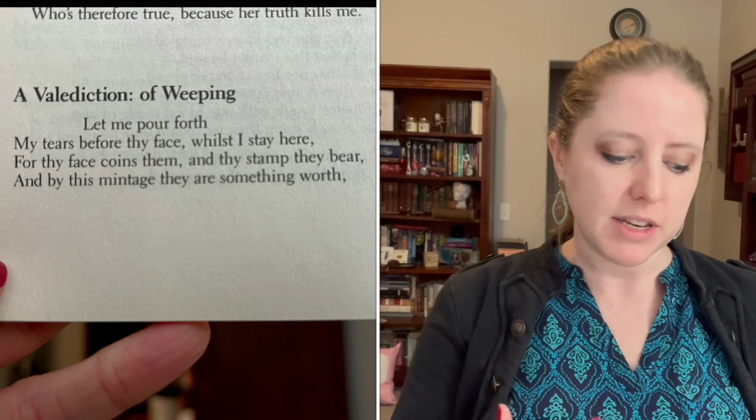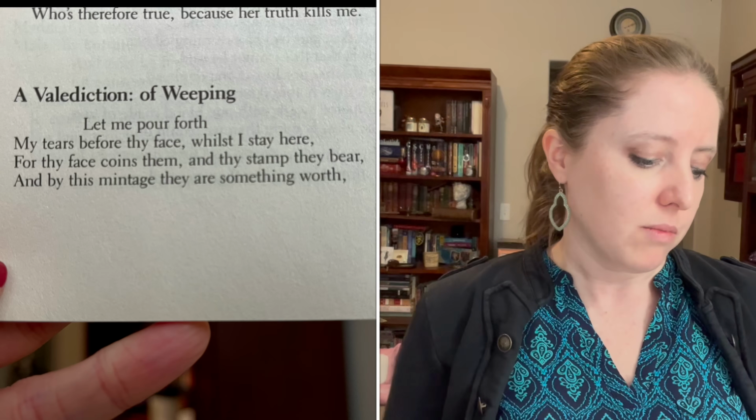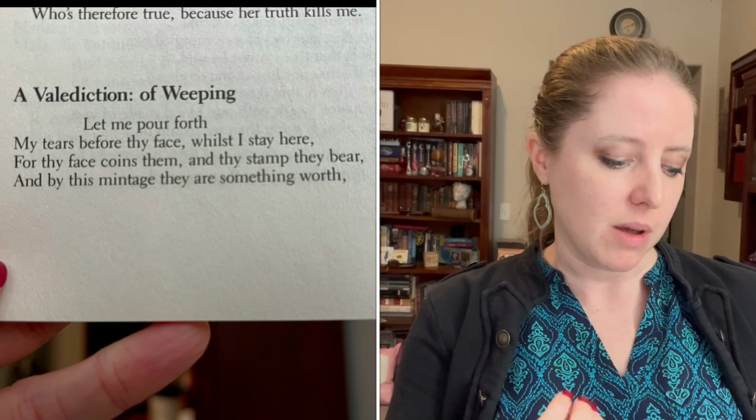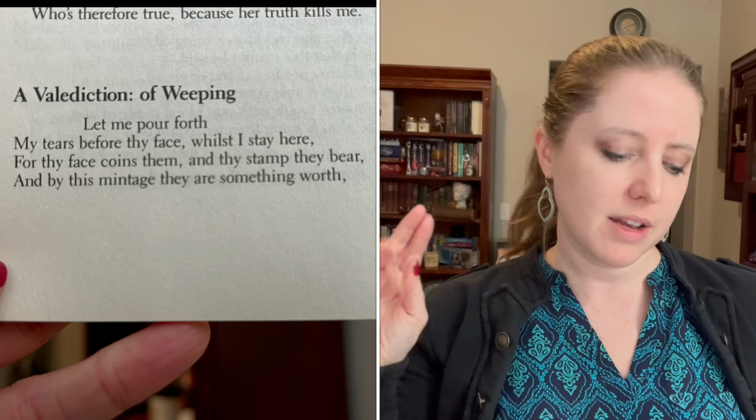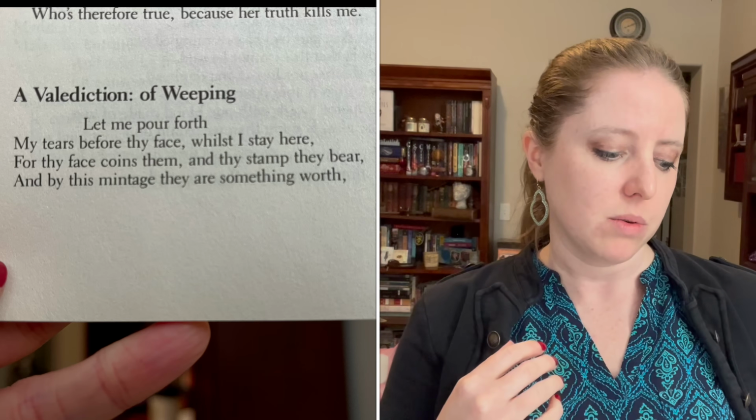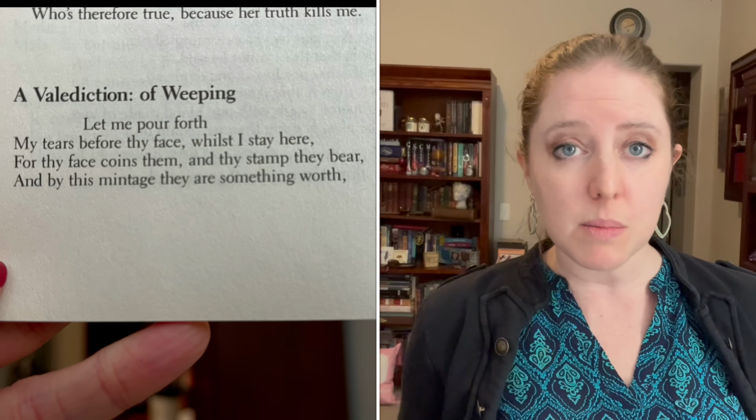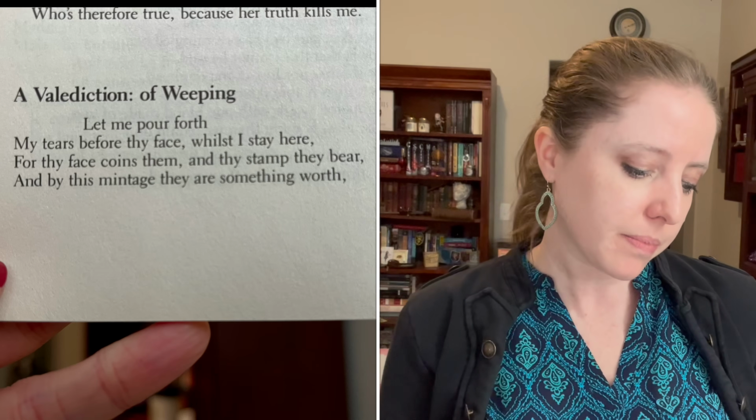"Let me pour forth my tears before thy face." Obviously this person is crying. "For thy face coins them, and thy stamp they bear, and by this mintage they are something worth." First 2 lines are just him crying. Second 2 lines we start to get more figurative. So he's saying, you are the one who is making me cry. So we have the basic meaning there.